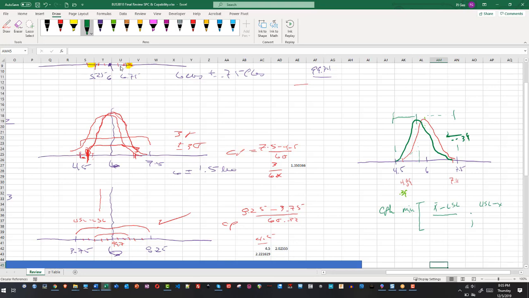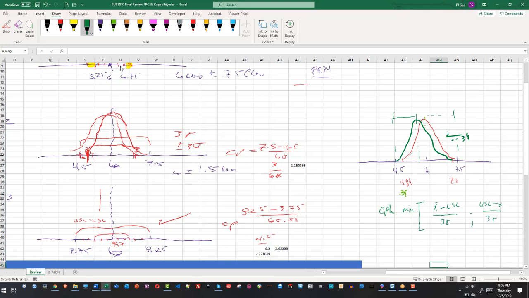I'm just assuming there's a shift. Otherwise, CP and CPK are the same. All right. So you have the shorter distance. We know we're headed toward this lower spec limit in this case. All right. And what we do is we take that distance to the lower spec limit and we compare it to our very protected 3 sigma.